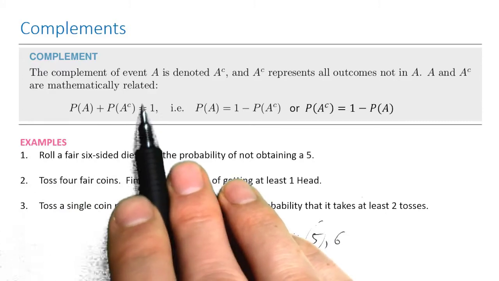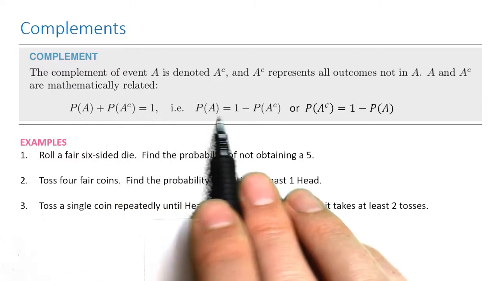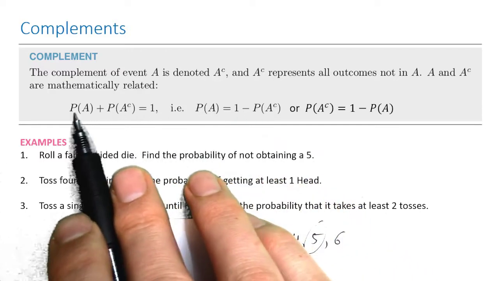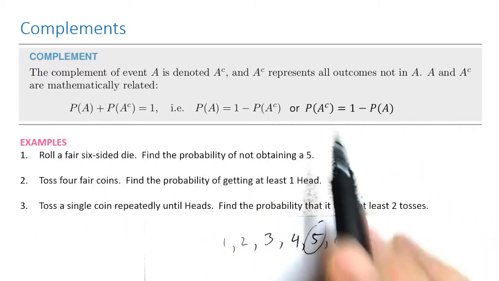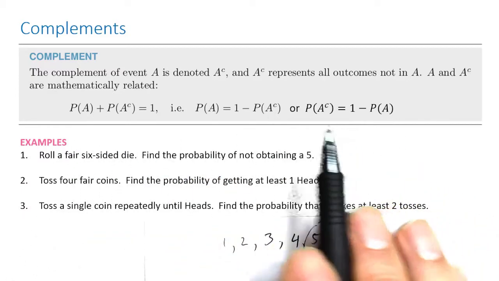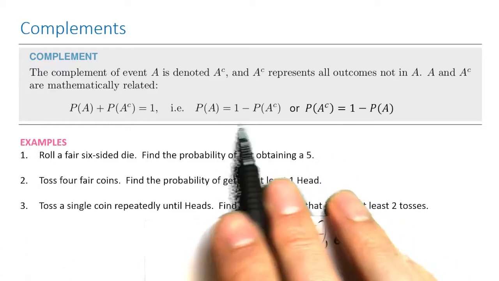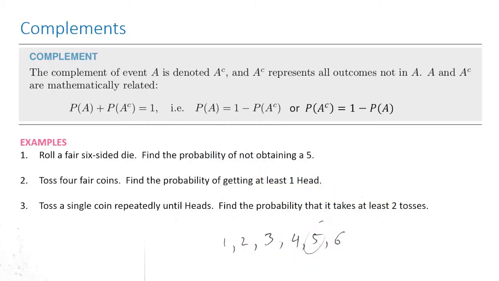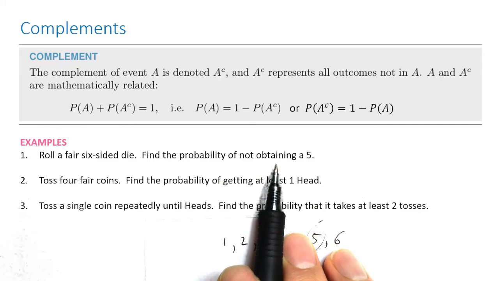You can use a little bit of algebra on this. If you just subtract the probability of the complement from both sides, you get this relationship. And if you subtract the probability of A from both sides, you get this relationship. And all these relationships are very, very useful, because sometimes it's easier to compute the probability of a complement than it is to compute the probability of the event itself. And if you can do that, that's great, because then you can just use this relationship to get the probability that you want.